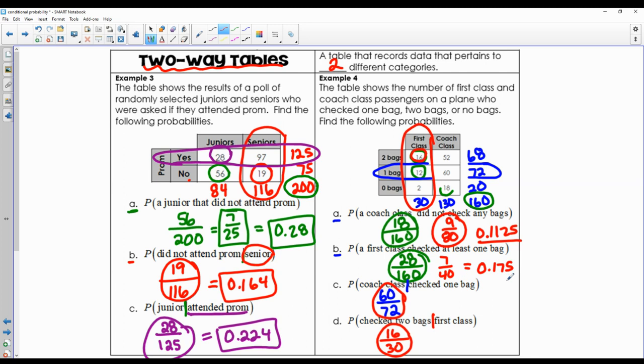60 divided by 72. My calculator will simplify it, tells me that's really 5/6, which is also 0.833. It keeps going. And then 16 divided by 30, and that will simplify. If you divide them both by 2, you get 8 over 15. If you put it into the calculator, you get 0.533. All right, so any of those answers are fantastic. Hope this helped, and have fun with your probability homework.